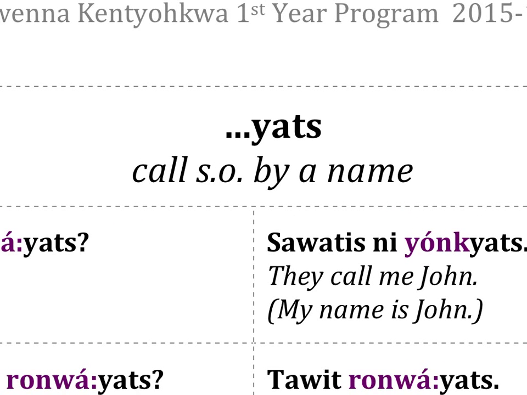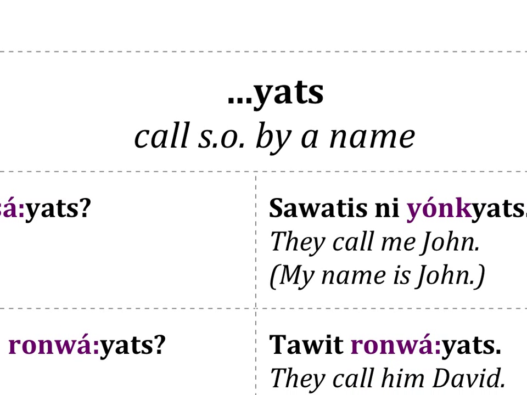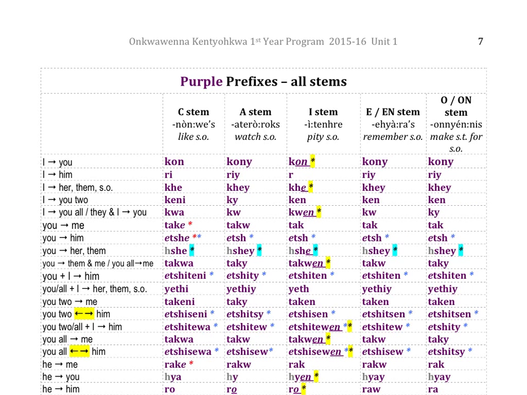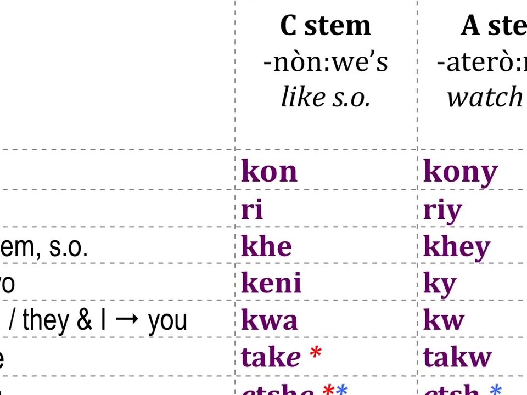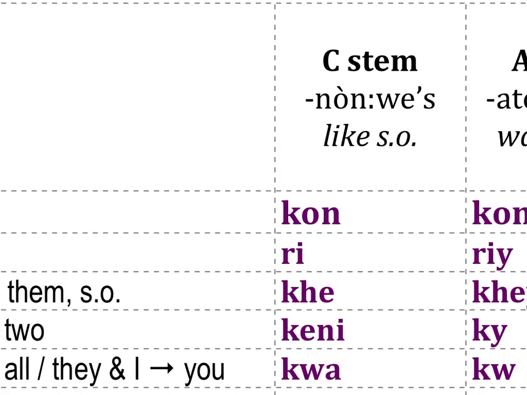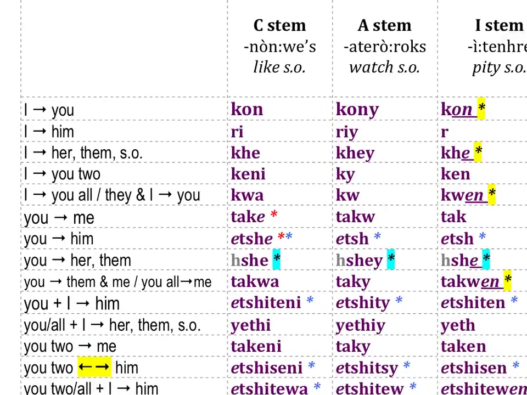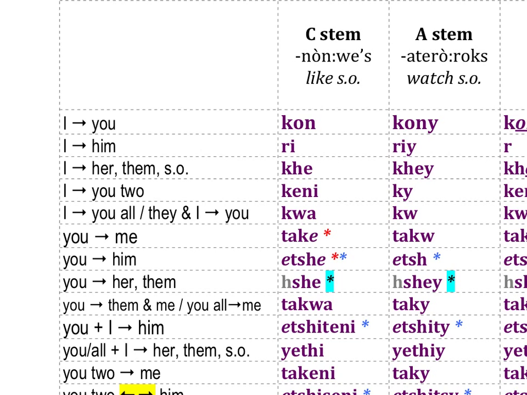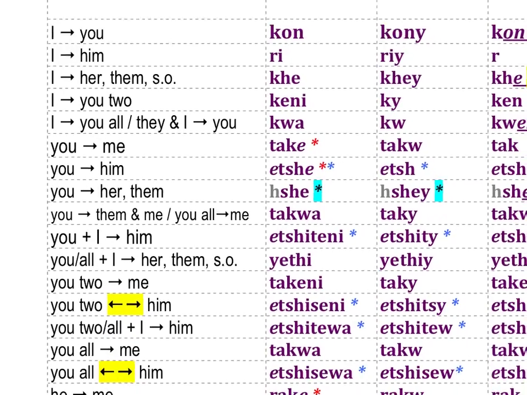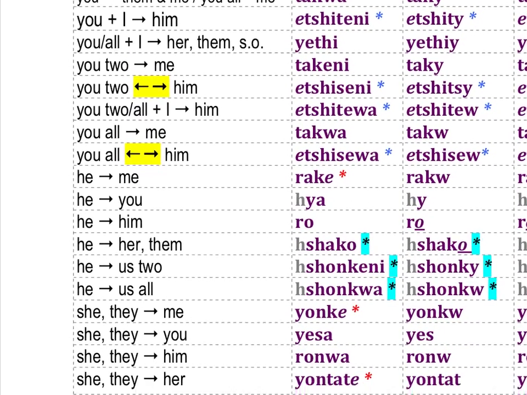So this is a root where we only use purple prefixes. Let's go back to our prefix charts just for a second to look at some of our rules with conjugating this root yats with our purple prefixes. So yats is a consonant stem, C stem, it starts with a consonant. So we're only going to be looking at this first column. Now, this particular verb root yats doesn't use all of these prefixes because they're just not applicable.